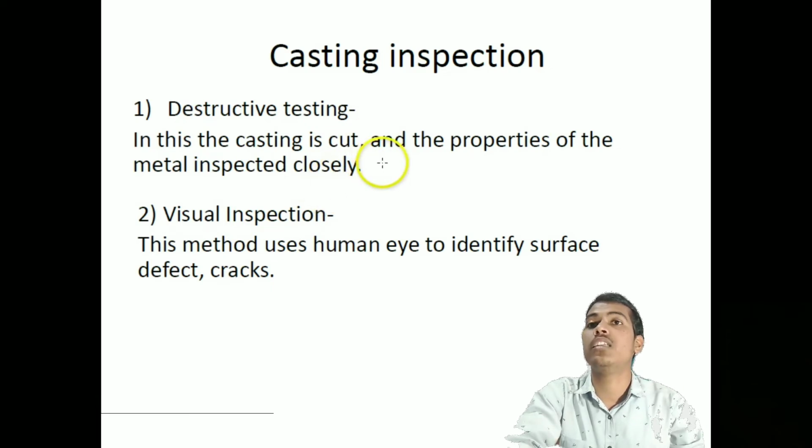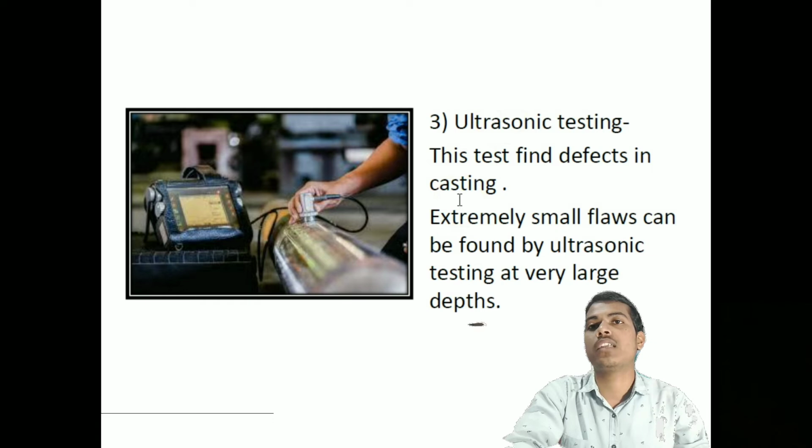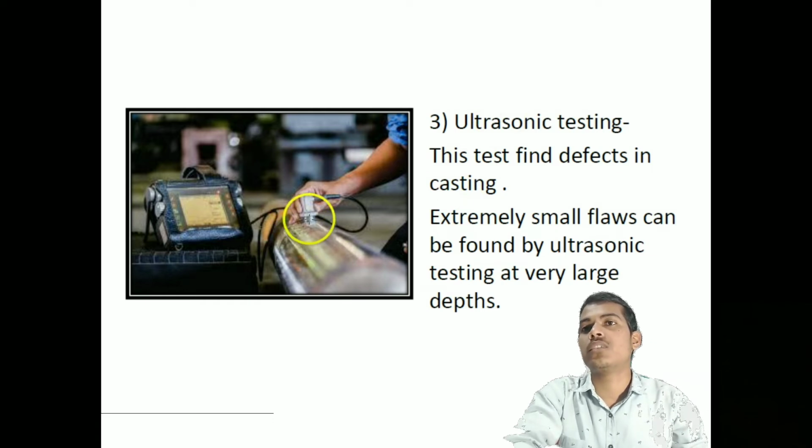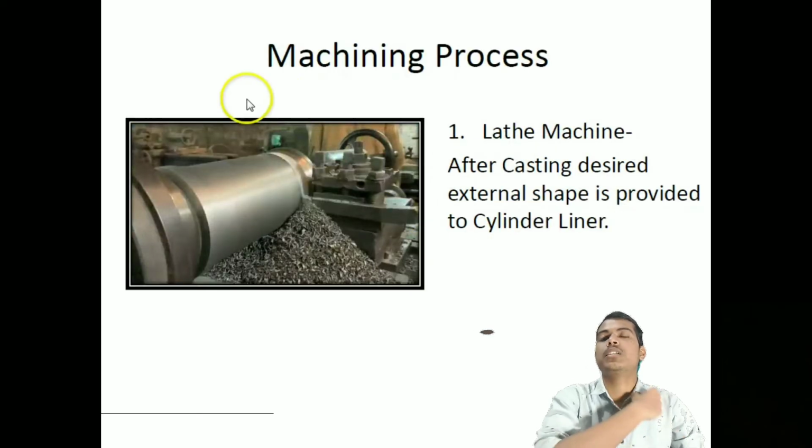The next testing is ultrasonic testing. These tests find defects in casting. Extremely small flaws can be found by ultrasonic testing at very large depth, as in this image. This is the probe. This probe is moved on that cylinder liner and it shows whether there is any crack or defect.